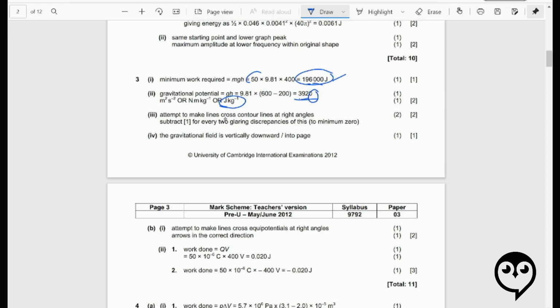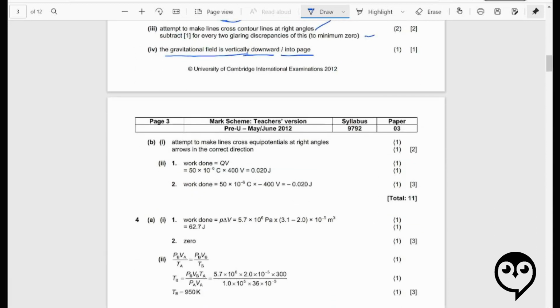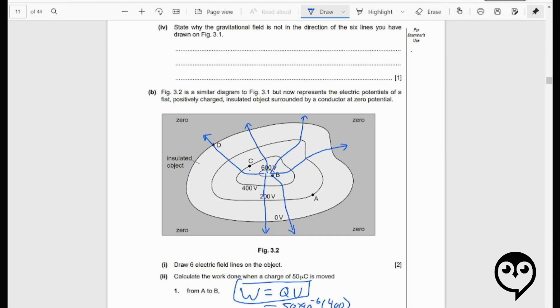Attempt to make the lines cross contour lines at right angles. Yep. Subtract 1 for every 2 glaring discrepancies of this. And that's all. You just draw your 6 lines, and as long as everything's at right angles, you're fine. The gravitational field is into the page, we said. Good. Same thing: attempt to make the lines cross equipotentials at right angles, arrows in the right direction. What is the right direction?